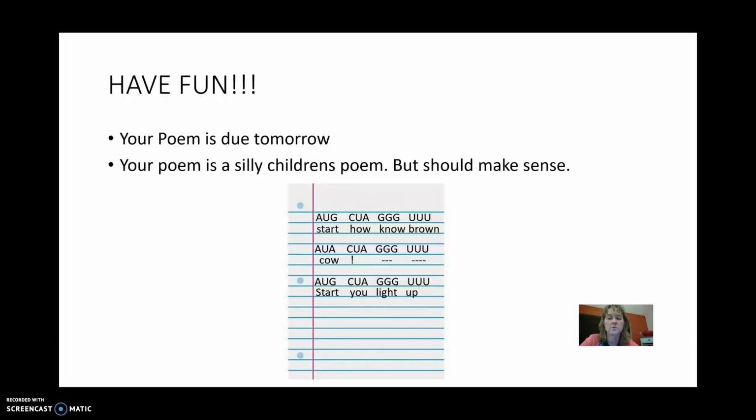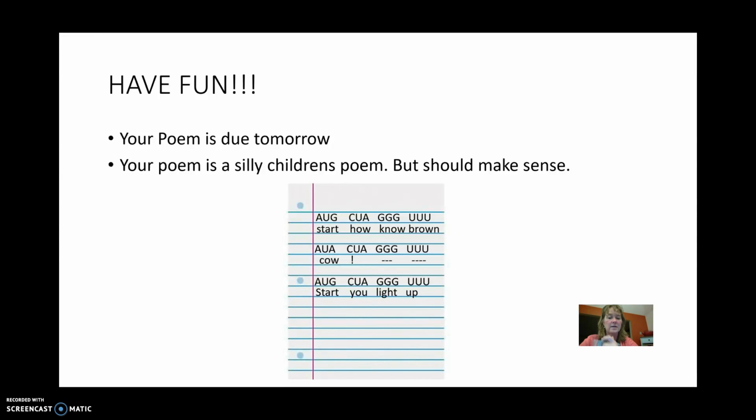Your poem is due tomorrow. You have the rest of the class to work on this. Please feel free to review this information. It is posted on Google Classroom. Keep in mind that your poem is a silly children's poem. However, it should make sense once you start to read the sentences. The sentences will sometimes go across a couple of different lines, so just because you get to the end of the line does not mean you are at the end of the sentence.